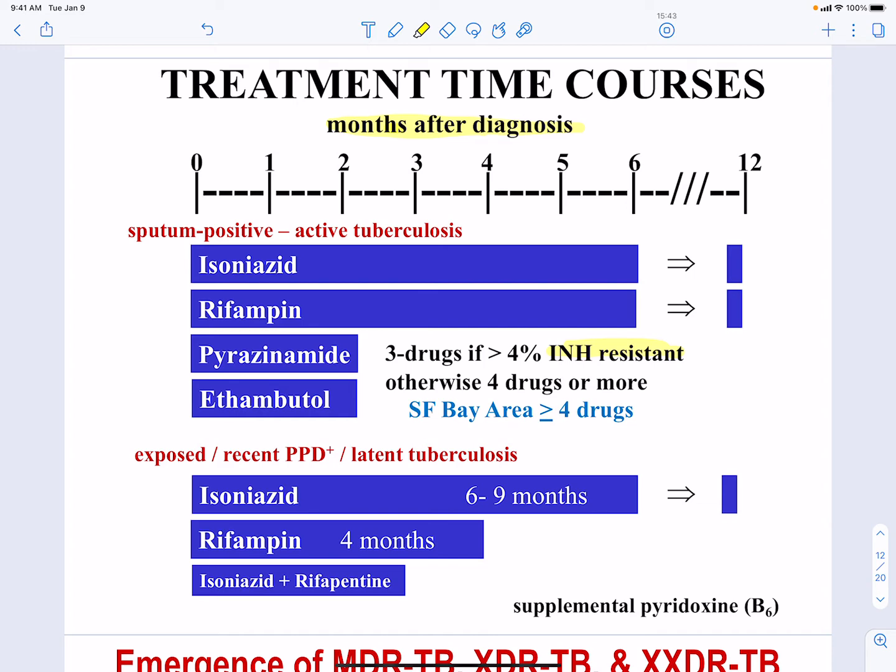You can have exposed or recently PPD positive, in which you have a latent tuberculosis. You will have a different regimen of drugs that we'll use. But again, it's always going to be very long-term and sometimes even go out for years.